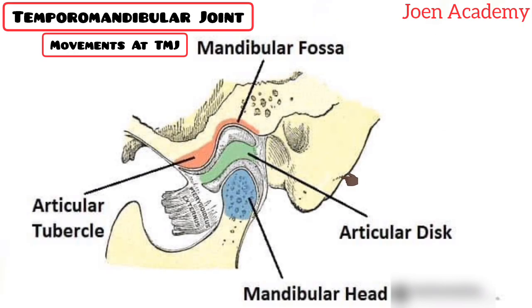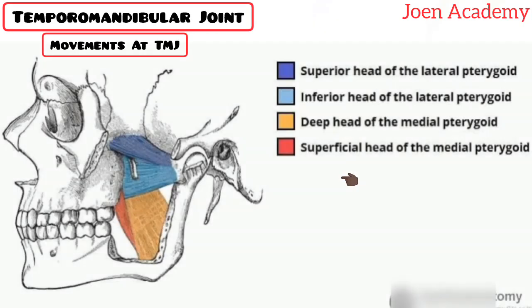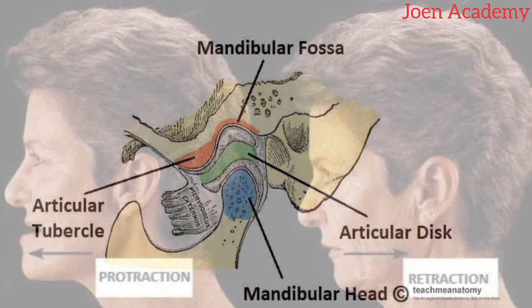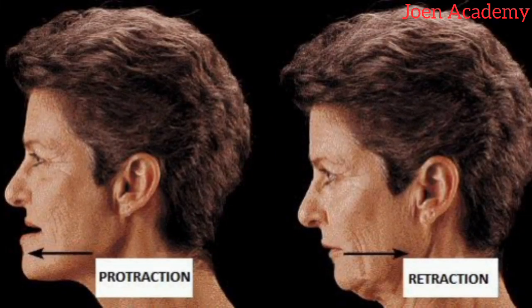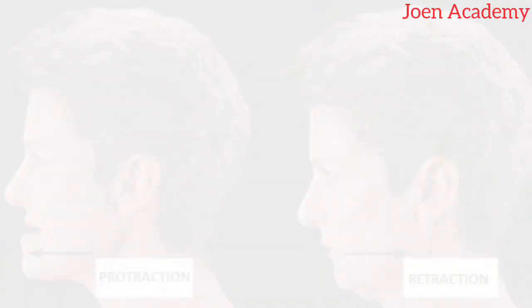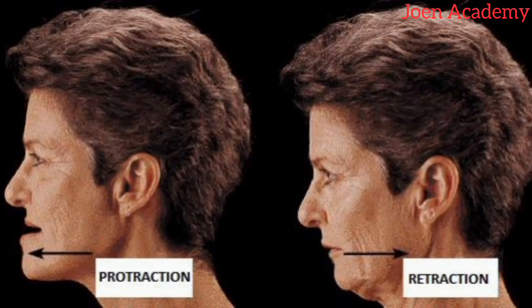Movements at this joint are produced by the muscles of mastication and the hyoid muscles. We are going to discuss these movements of the TMJ into two main categories. We have protrusion and retraction, and we also have elevation and depression movement. Firstly, the protrusion and retraction. The upper part of the TMJ allows protrusion and retraction of the mandible. This protrusion and retraction of the mandible is simply the anterior and the posterior movement of the jaw.